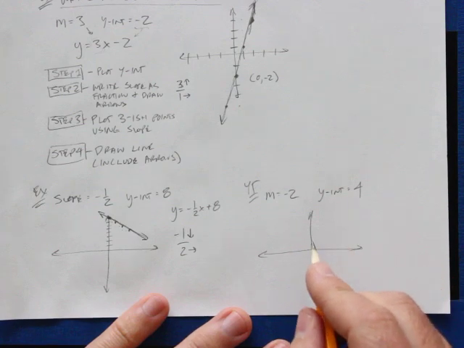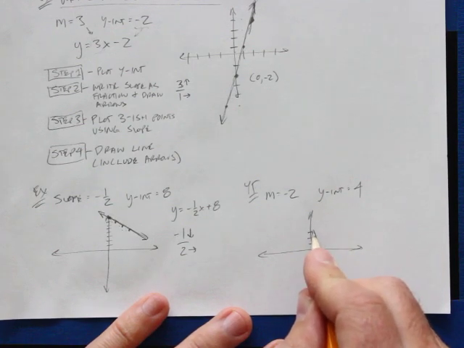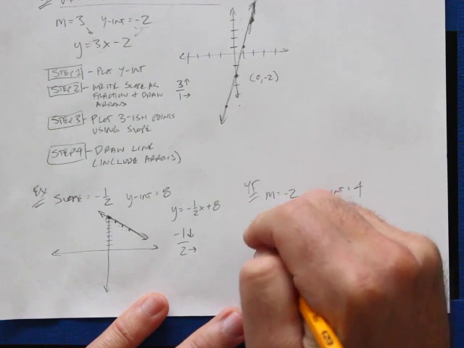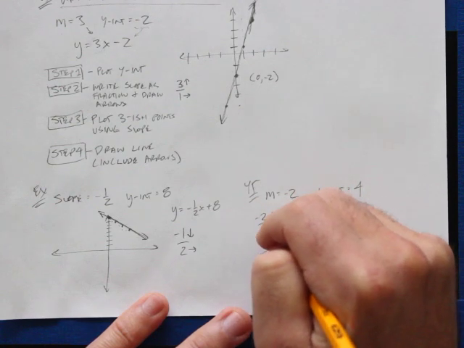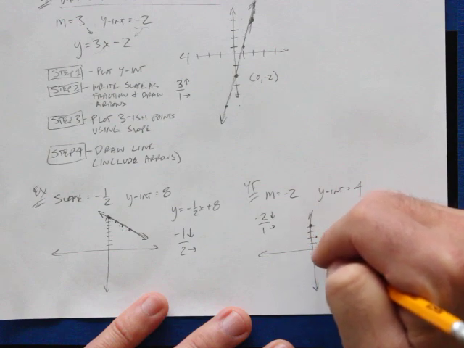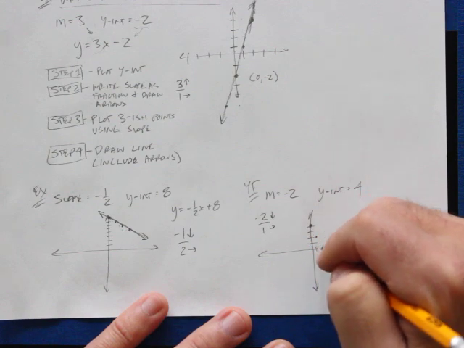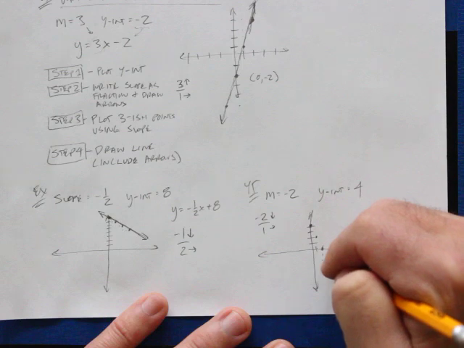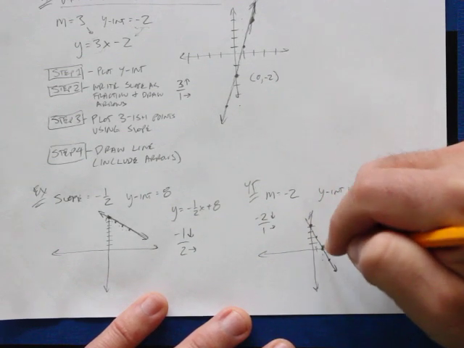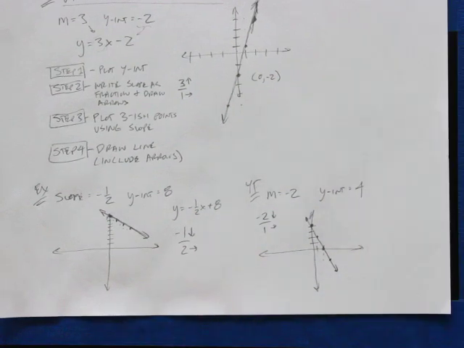All right, let's do the y-intercept first. 1, 2, 3, 4. There it is. Then my slope is -2 over 1, so that's down 2 to the right 1, down 2 to the right 1, down 2 to the right 1, and down 2 to the right 1. Draw a line. Boom. Done. So hopefully your graph looks something like that.